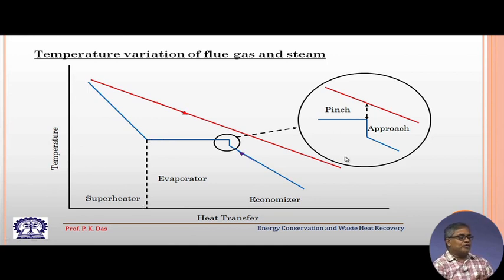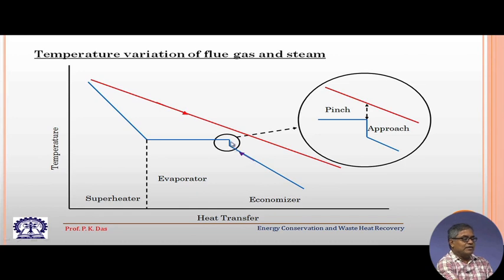So, there are 2 points which are to be noticed very carefully. One, there is a pinch, that is, here this is the point at which it enters the evaporator, and this red line is the temperature of the gas stream. So, this difference of temperature at this point is called pinch point, and this temperature difference is called pinch temperature. So, this is basically not a temperature, but a temperature difference.